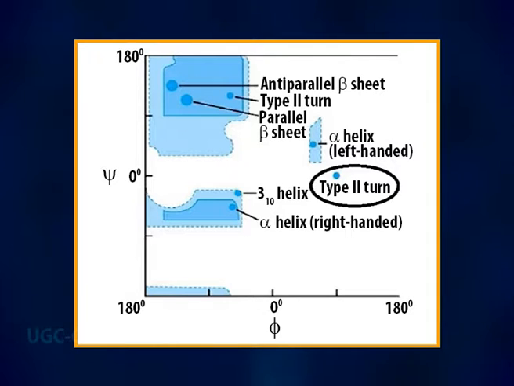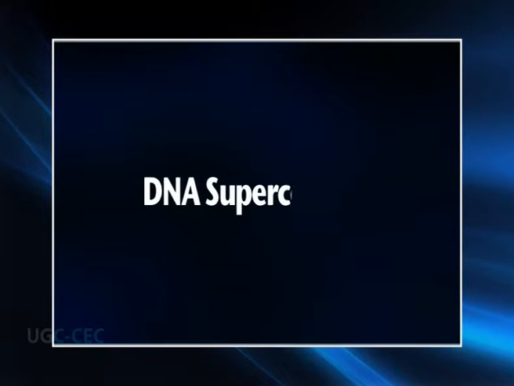In addition, for each type of secondary structure element, there is a characteristic range of torsion angle values, which can clearly be seen on the Ramachandran plot. Coming to the next topic, which is DNA supercoiling.